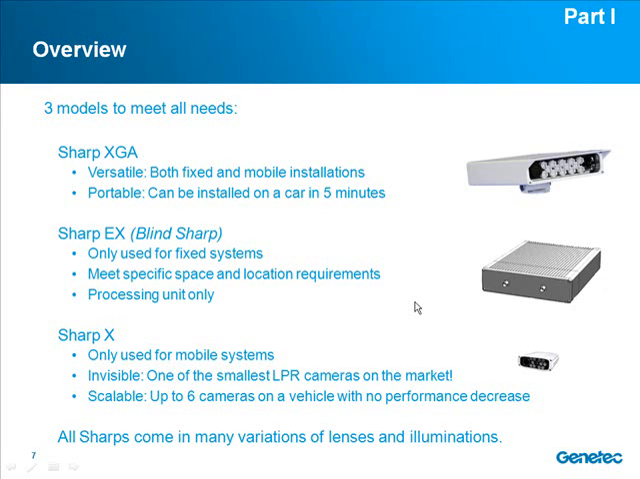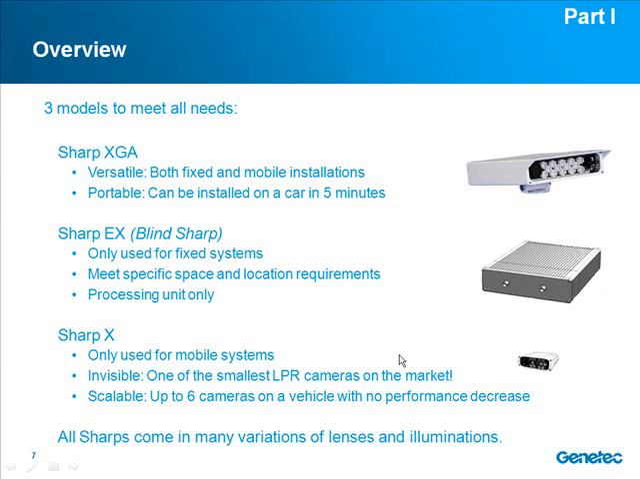Similar to our classic Sharp, we have the Sharp EX. The other common name we use for this model is the blind Sharp, since it has no cameras on the actual unit. This unit is for fixed systems only, and is commonly used to meet specific space and location requirements. If you don't have room for a regular Sharp, you can have this unit stored somewhere out of the way, and have cables run to your independent cameras. Now, we'll go over this more in a few minutes. The important thing to remember with this unit is that it's a processing unit only.